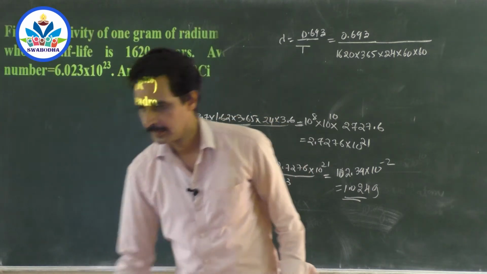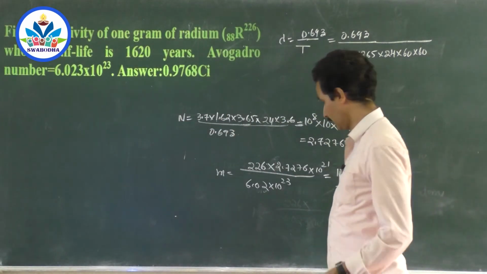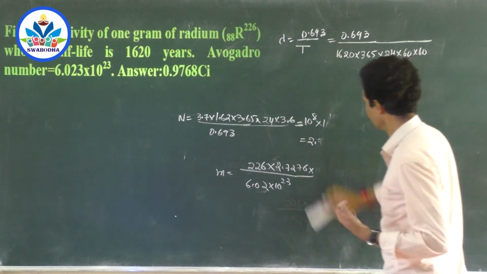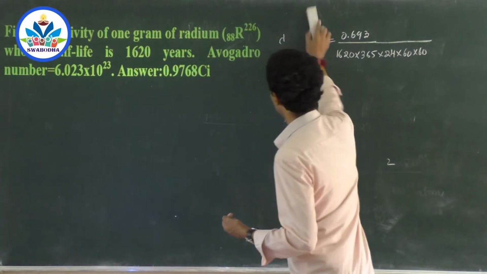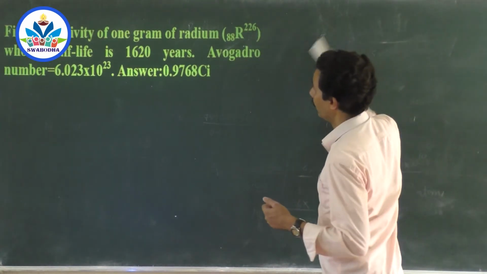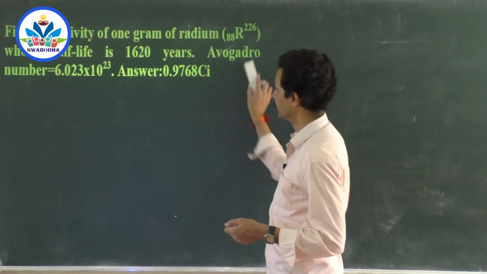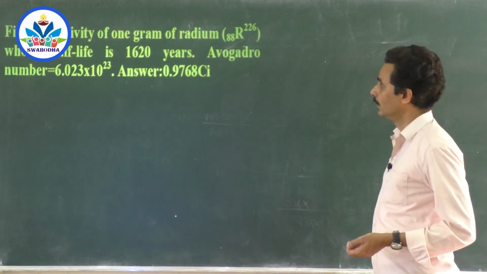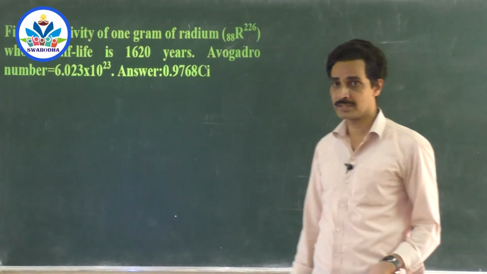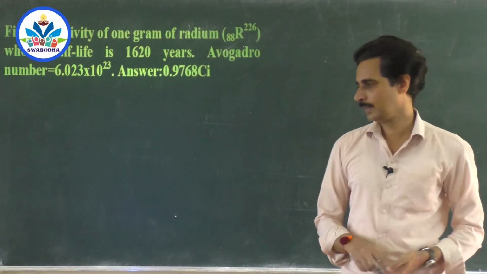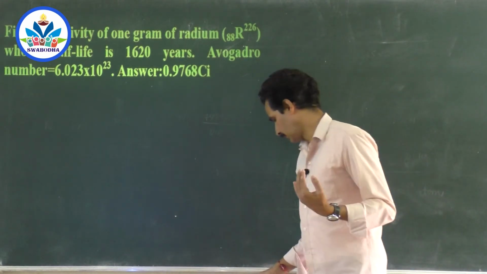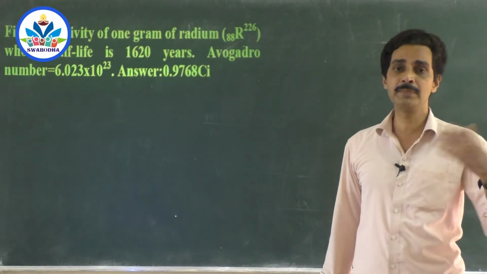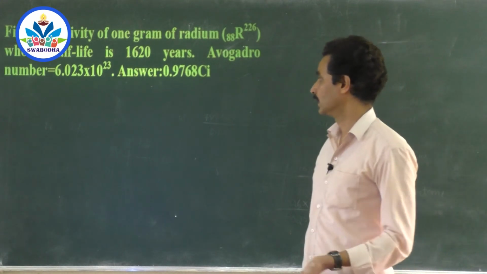Find the activity of 1 gram of radium. This is a reverse problem now. You are asked to find out the activity. Find the activity of 1 gram of radium whose half-life is 1620 years. In 1 gram, how many atoms are there? It is exactly the reverse problem, where mass is given as 1 gram, find out the number of atoms, multiply by lambda, then you will get what they want.